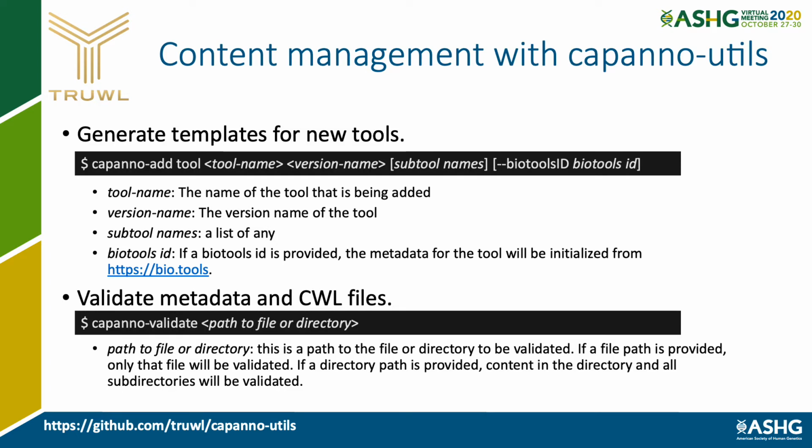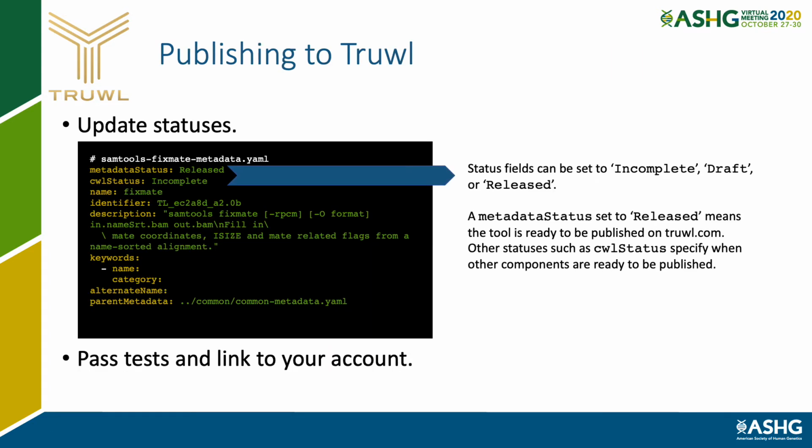We've made a tool called Compano Utils for adding new tool entries to the repository. By providing a few arguments, the directory structure and metadata files will be initialized. If you have a BioTools ID for your tool, you can provide that, and the metadata will be pre-populated from the BioTools API. Compano Utils can then be used to validate the content just by passing the tool a path. Once everything looks good, the status fields in the metadata file can be changed to released. Once this passes all the tests, it can be pulled into the Truwl database and put on the platform.